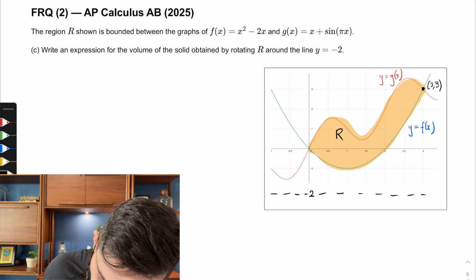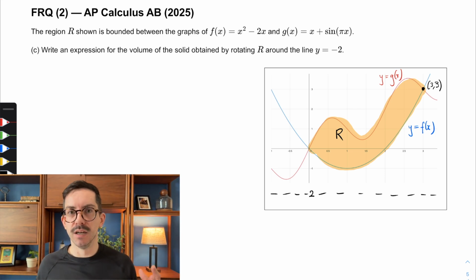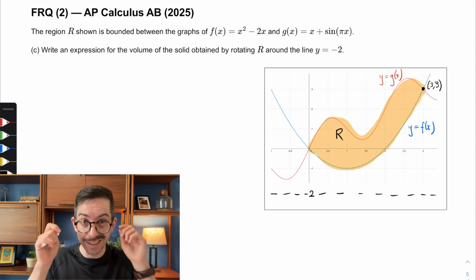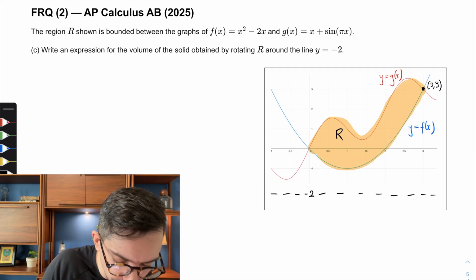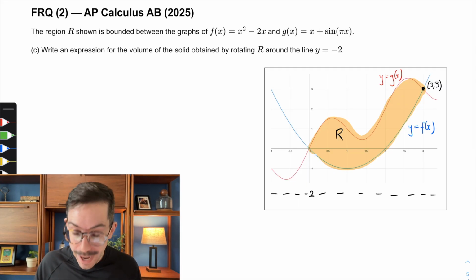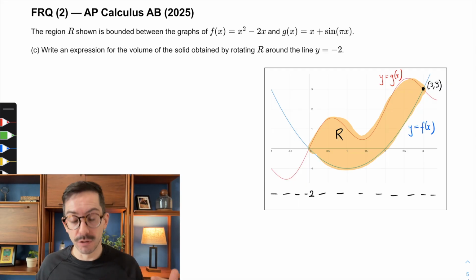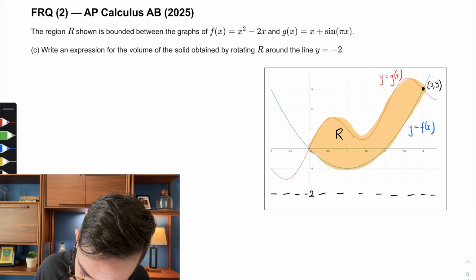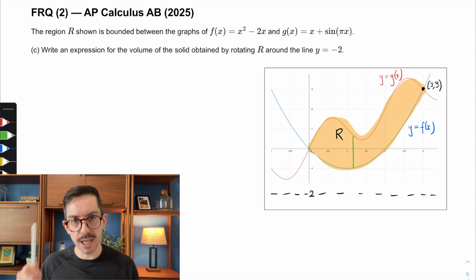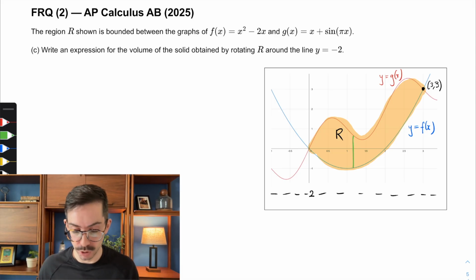Now, when we hear volume via rotation, we're probably going to be thinking disk method, washer method, something like that. We just need to figure out the details and see which we're actually working with. The way to figure out if it's going to be a disk method or a washer method is to take a nice vertical slice down your region and see what happens to that vertical slice, that line segment, as we do the rotation about the line we're looking at.